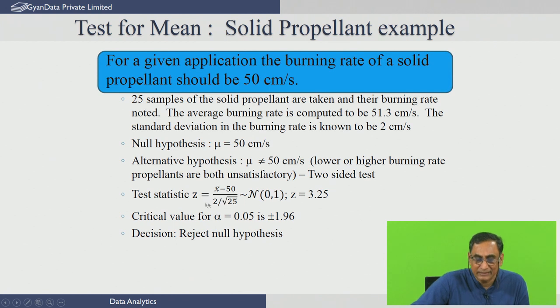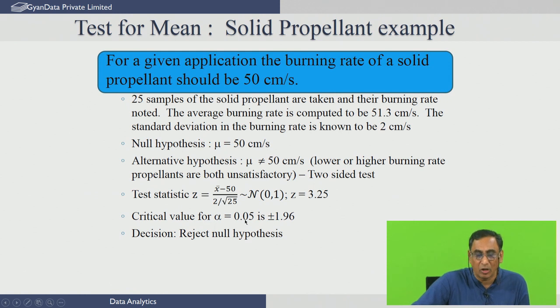Now, notice that this will be the distribution if the population mean happens to be 50. That means under H naught, under the null hypothesis, the test statistic will have a standard normal distribution. Now, we know that 95% of a standard normal variable will lie between plus or minus 2 standard deviation approximately. More particularly, the standard normal variable will lie between plus or minus 1.96 95% of the time.